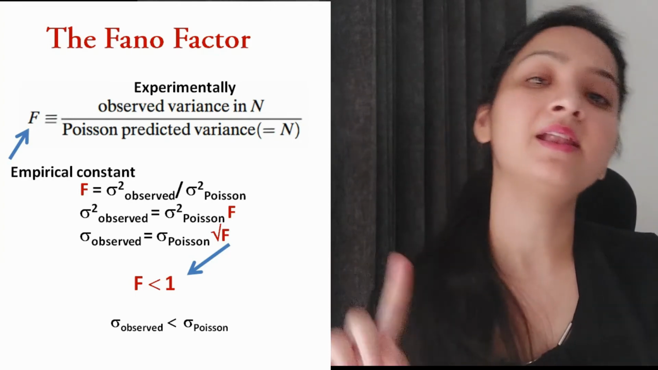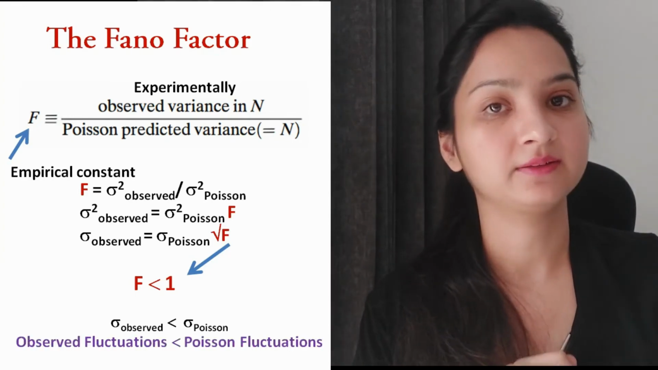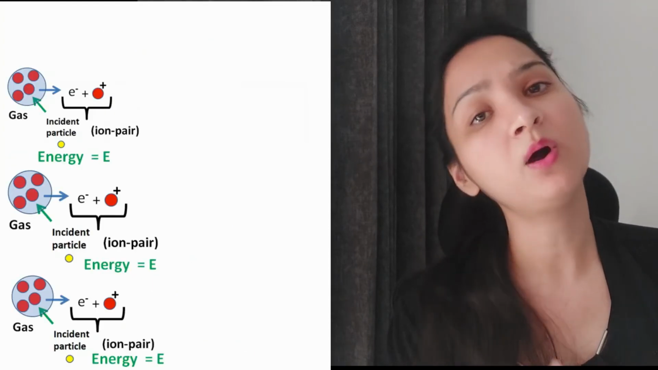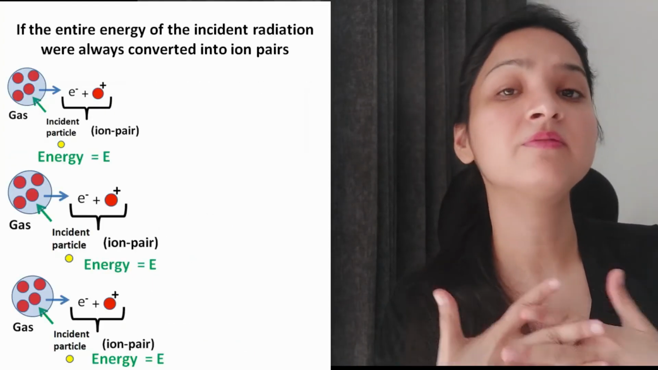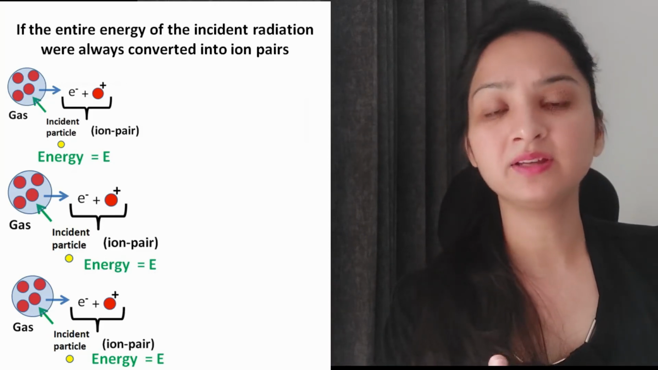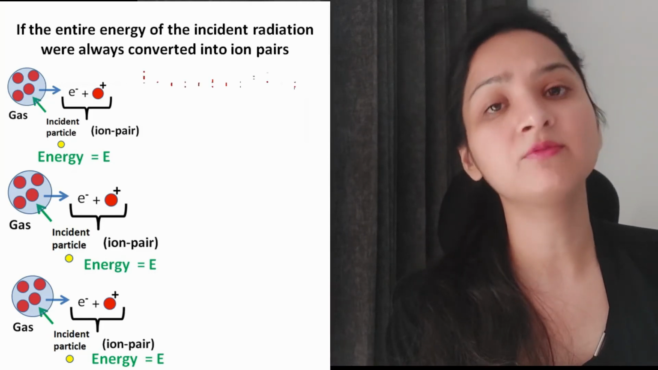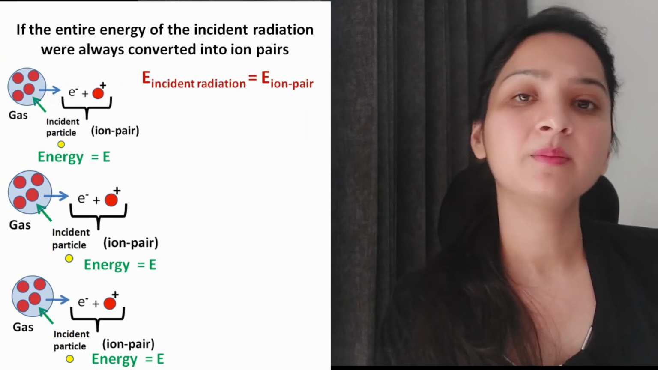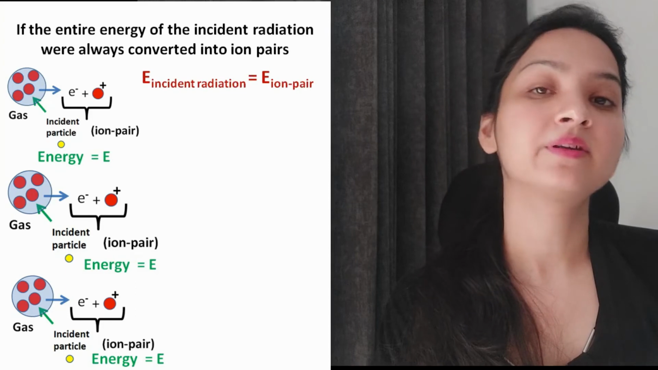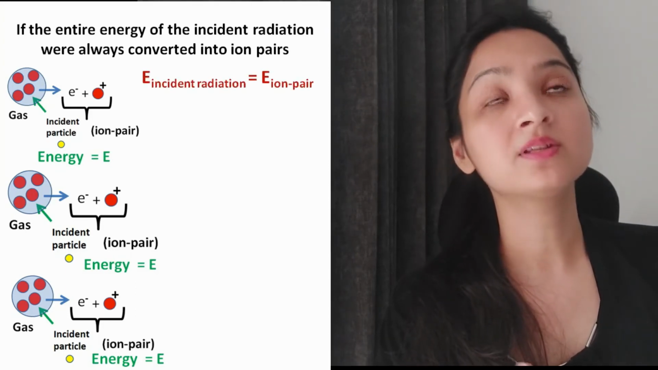Observed fluctuation less than Poisson fluctuations आ गया. अब सोचो कि if the entire energy of the incident radiation was always converted into the formation of ion pairs, जो एनर्जी थी इंसिडेंट पार्टिकल की उसे लूज होना है किसी प्रोसेस में, which may result in formation of ion pairs and not. अब अगर मैं कह रही हूँ कि वो एनर्जी लॉस जो हो रहा है उससे सब आयन पेयर्स ही बन रहे हैं हर टाइम, तो उससे क्या होता?